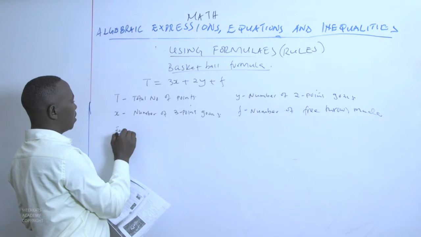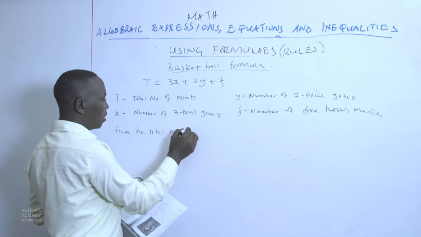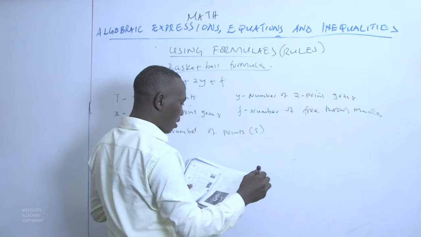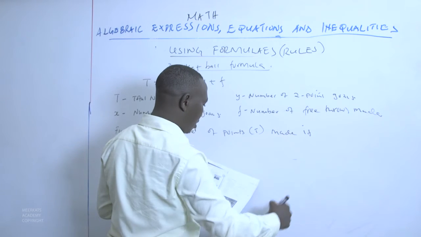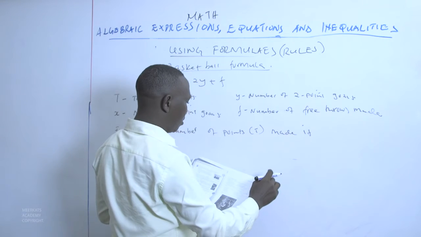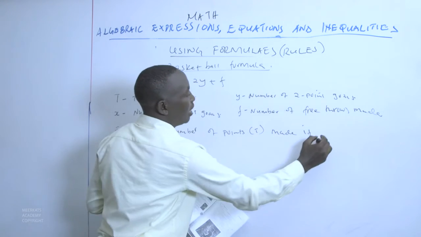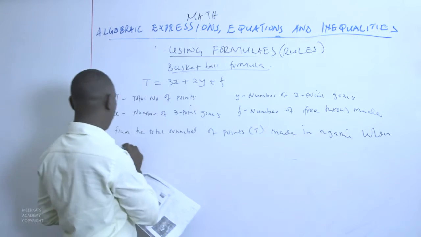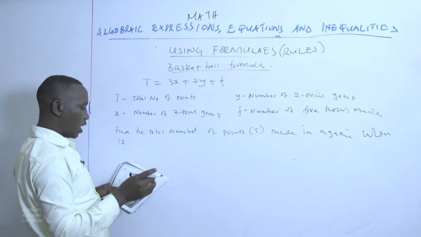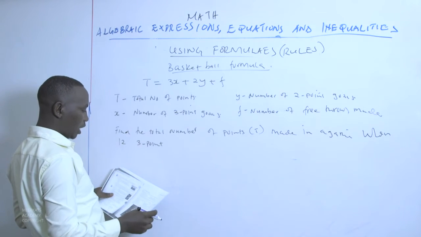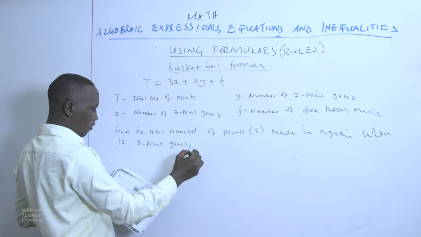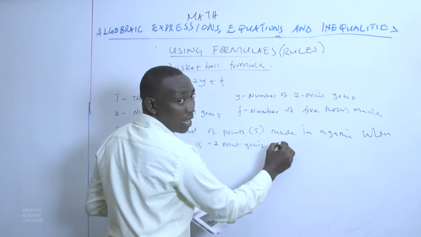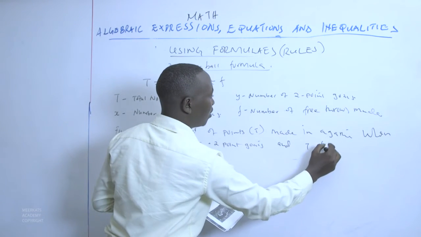Find the total number of points, that is T, made in a game where twelve 3-point goals, 15 2-point goals, and 7 free throws are made.